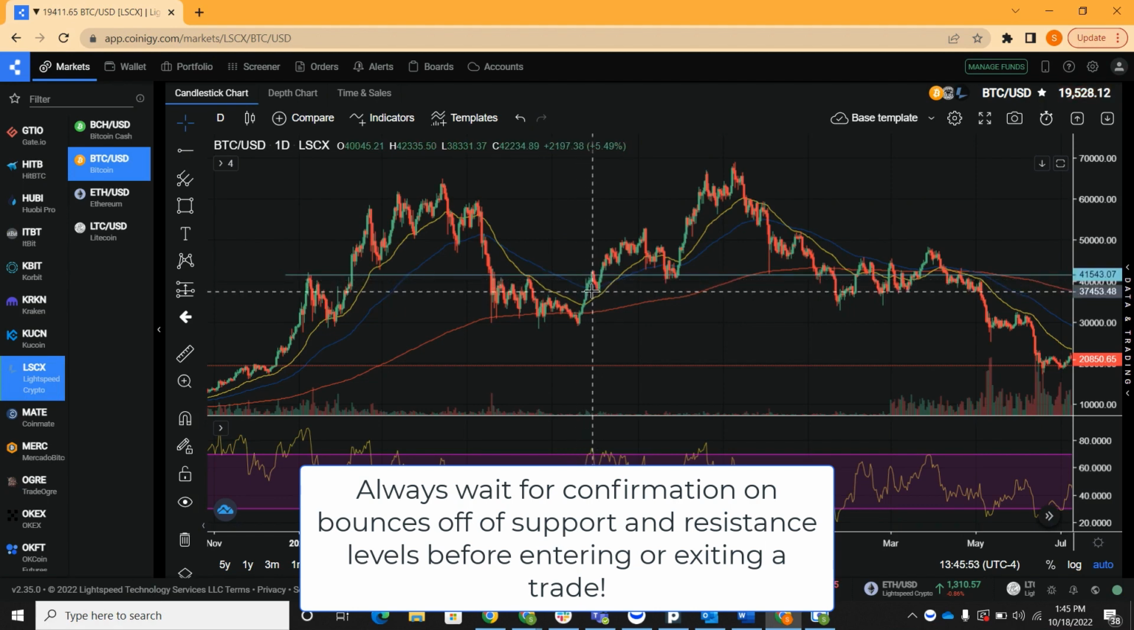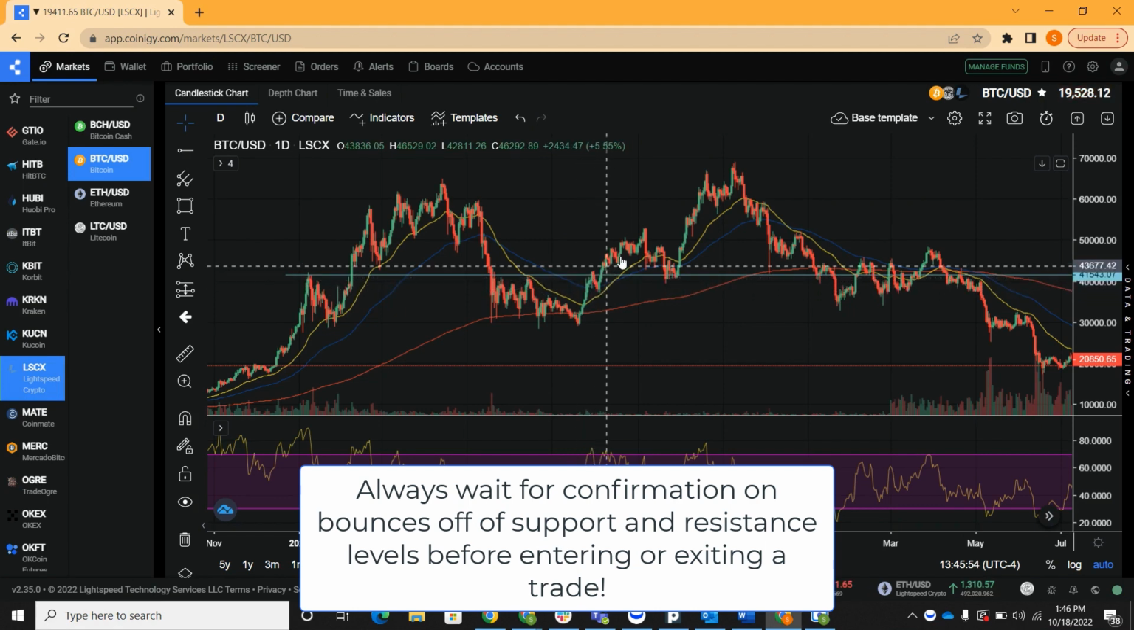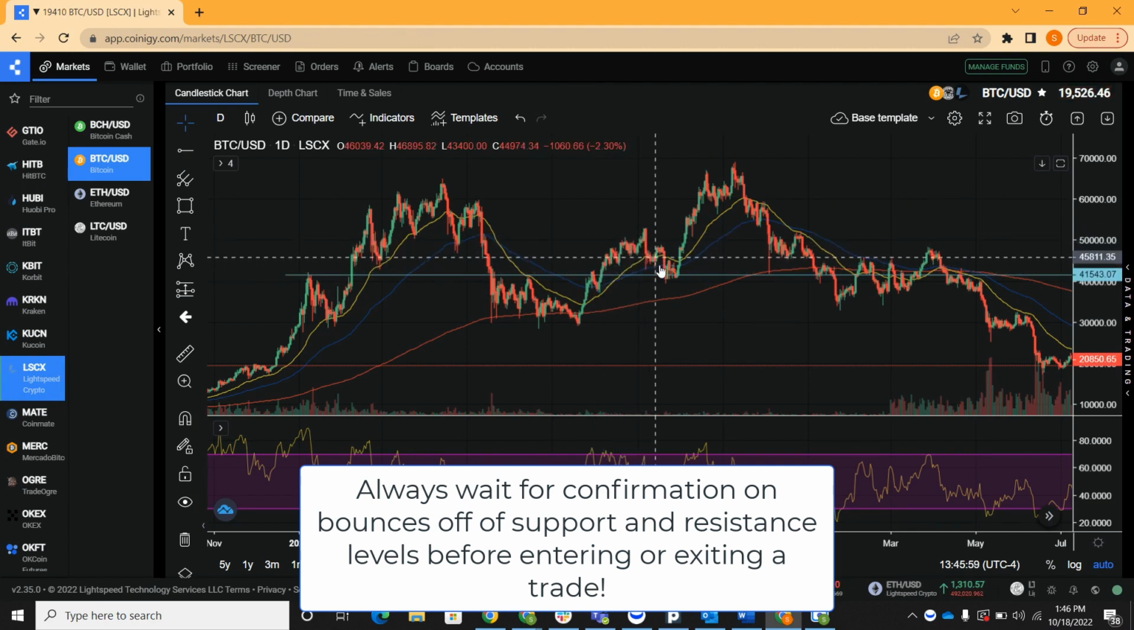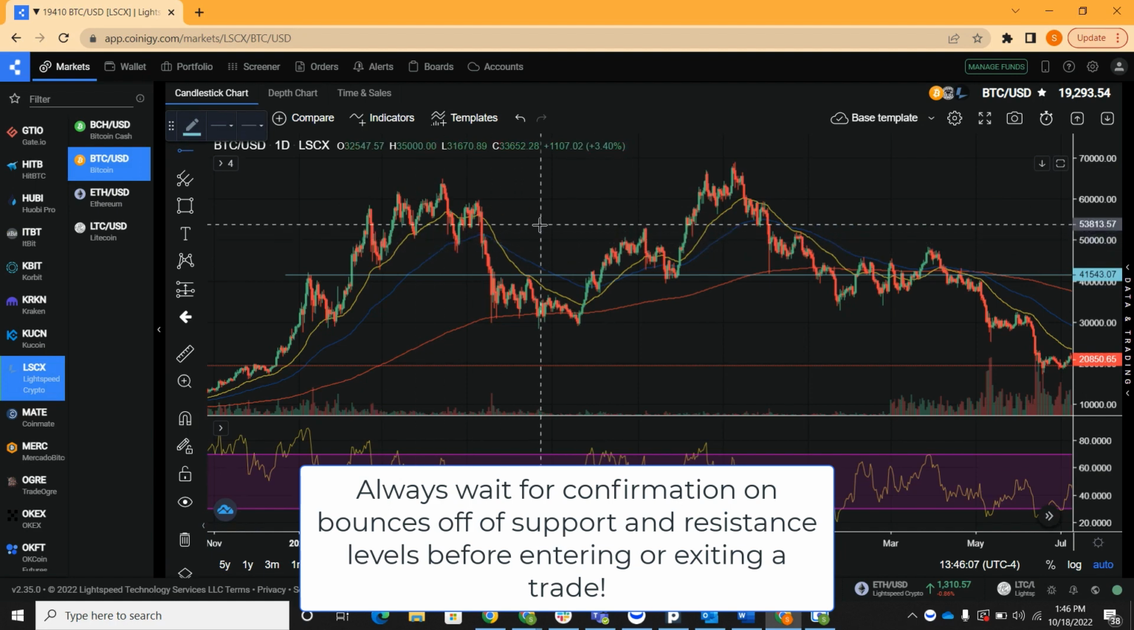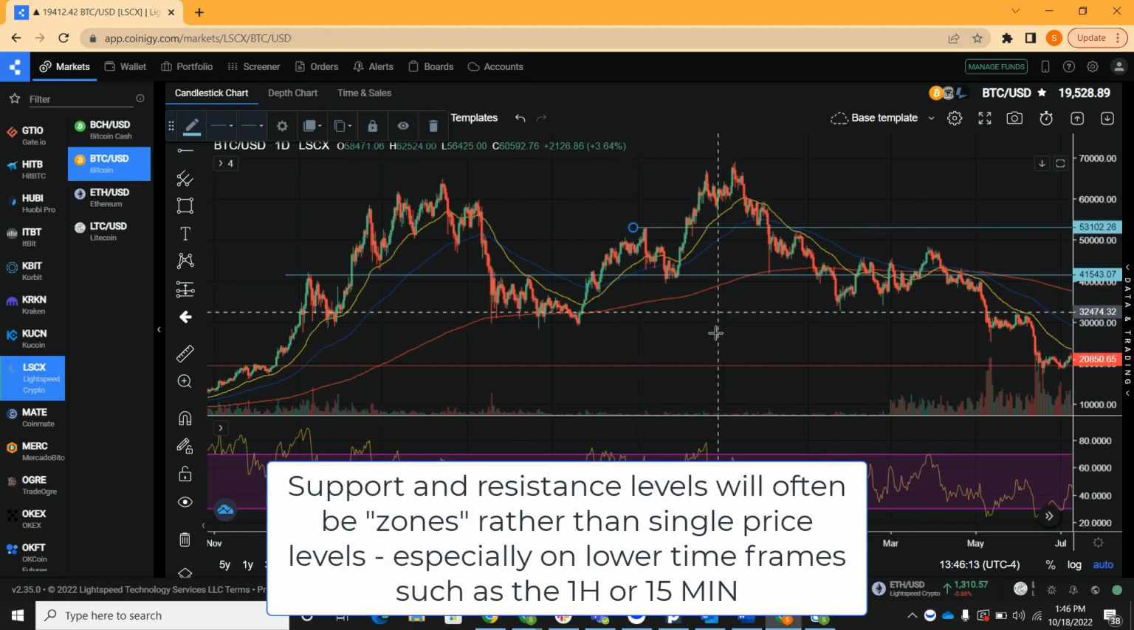And when it did, as you can see, it broke cleanly right through that level. And after a little bit of consolidation, it found support at that previous resistance, and the trend continued back upwards. Now, if we want to find another level of support or resistance, another one that stands out to me clearly is right over here. So I'll plot that line.